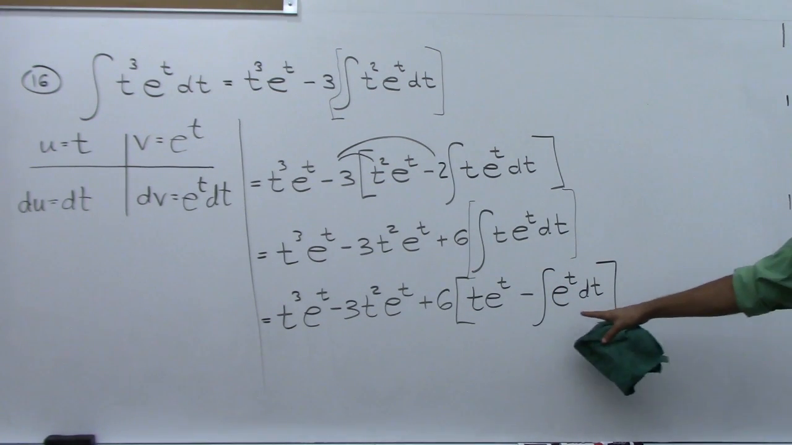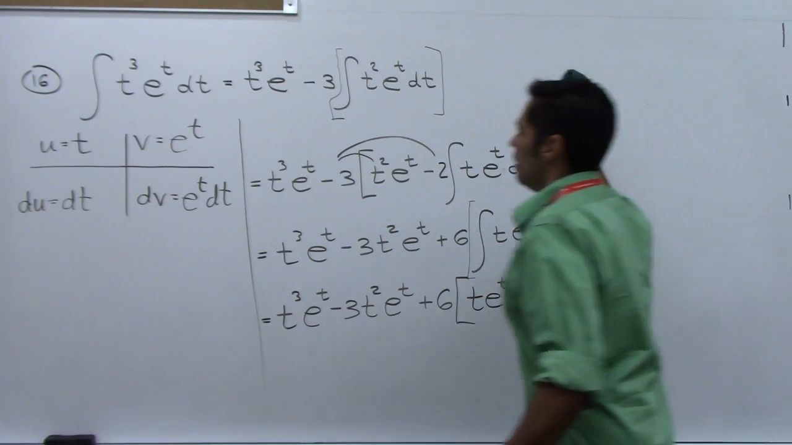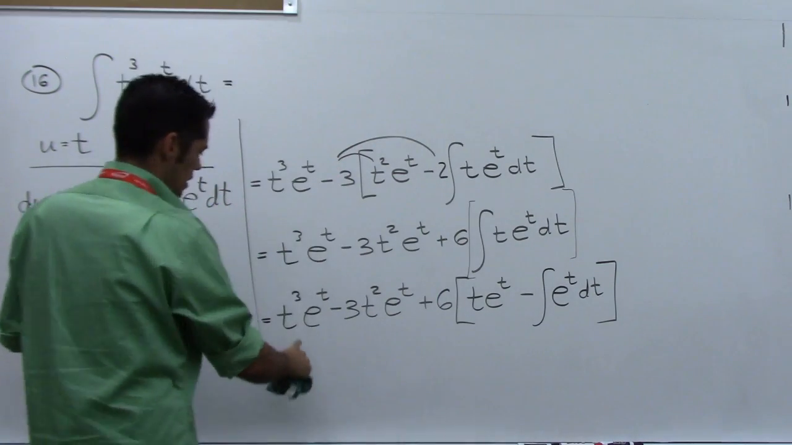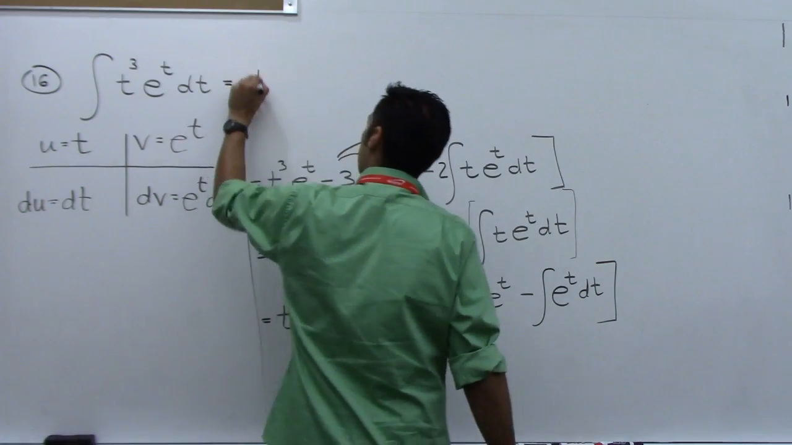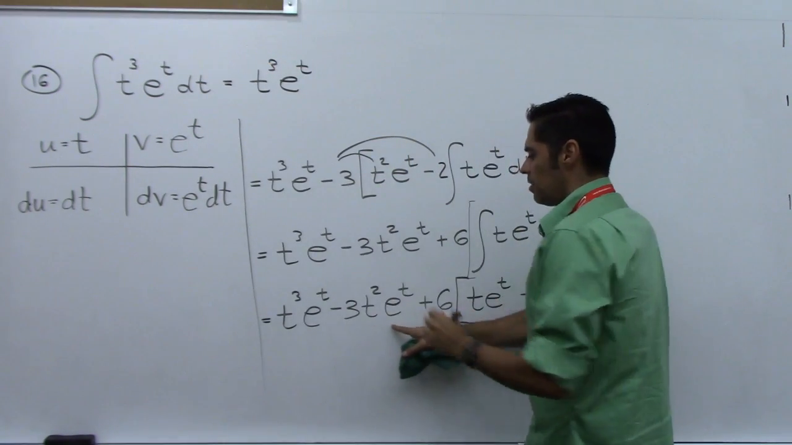I can integrate this. The antiderivative of this is just e to the t. So we get as a final result t cubed e to the t minus 3t squared e to the t.